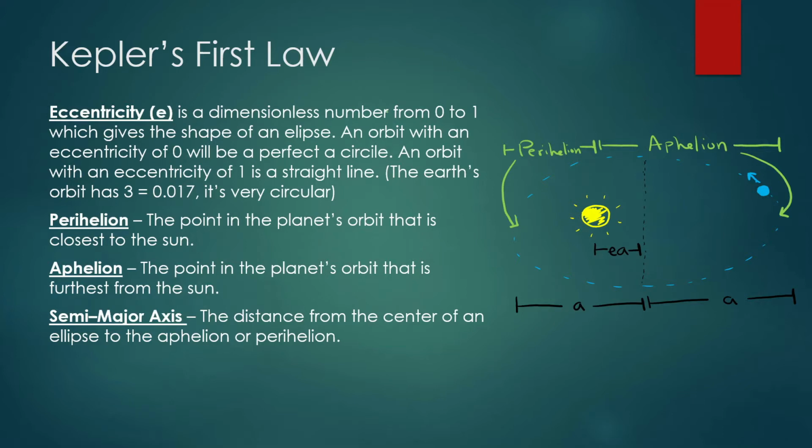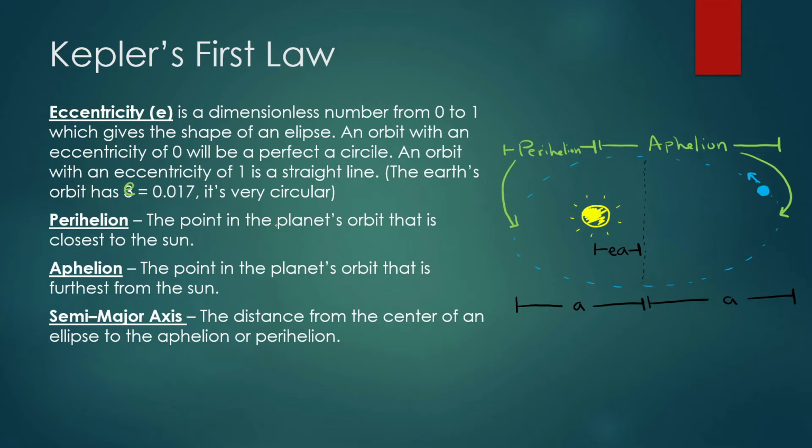Eccentricity is a dimensionless number from 0 to 1, which gives the shape of an ellipse. An orbit with an eccentricity of 0 will be a perfect circle. An orbit with an eccentricity of 1 is a straight line. The Earth's orbit has an eccentricity of 0.017, so it's very circular. Okay, so one thing that we should know, let me keep reading.